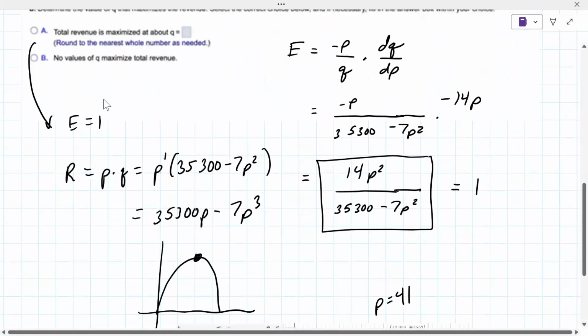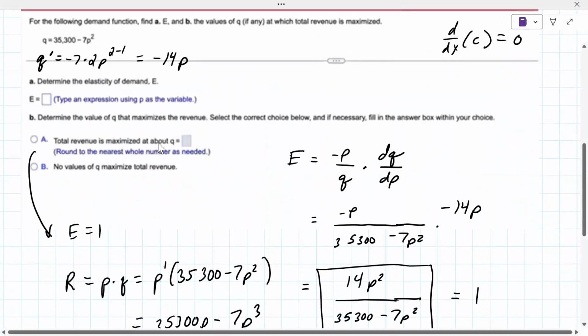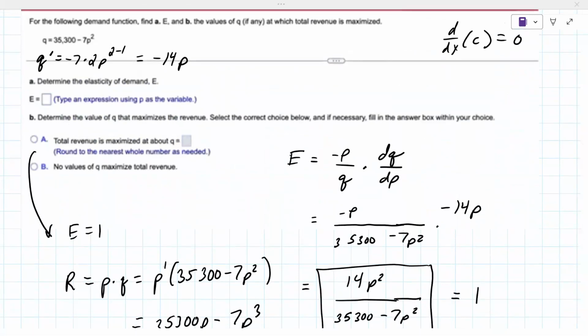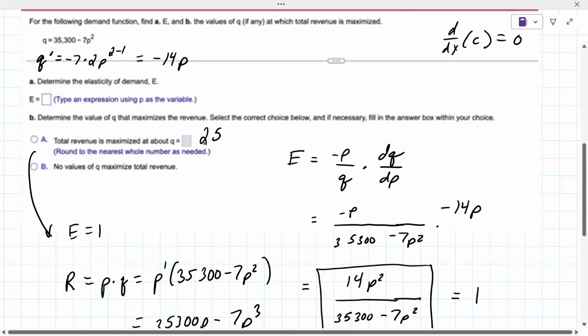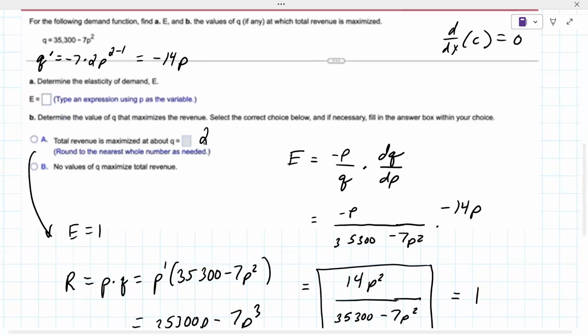But that's what goes back into this equation up here for Q, because it's asking for Q. Q is 35,300 minus 7 times P squared. Do we put the P into the original or the derivative? The original. These are all good questions. These are all the standard questions most students have in this course. Like where does it go back into and why?